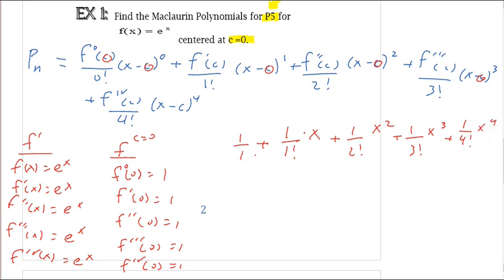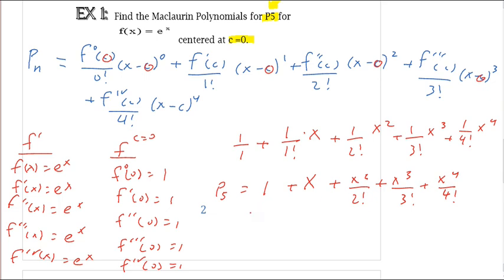So let me count the terms: 1, 2, 3, 4, 5. So P sub 5 is equal to 1 plus x plus x squared over 2 factorial plus x cubed over 3 factorial plus x to the 4th over 4 factorial. Done. You would stop right there. Please don't put a plus dot dot dot, because that means it goes on forever.